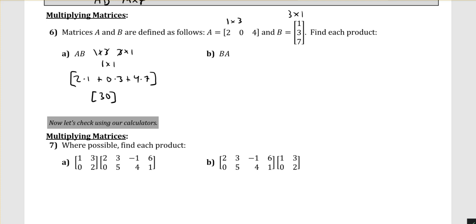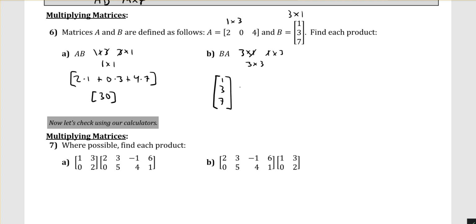Now make sure you have those bars around it, right? Remember, 30 as a scalar versus the 1 by 1 matrix of 30 are two different things. Now B times A, that's a 3 by 1 times a 1 by 3. So when I look at that, my result is going to be a 3 by 3 matrix. I always have trouble if I try to write them the other way, so I like to copy it down in the order that we have to multiply.